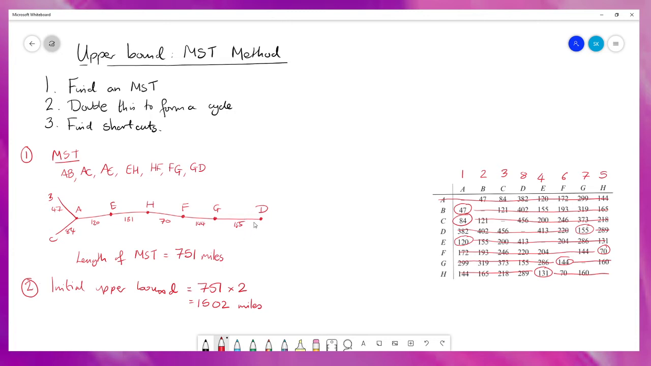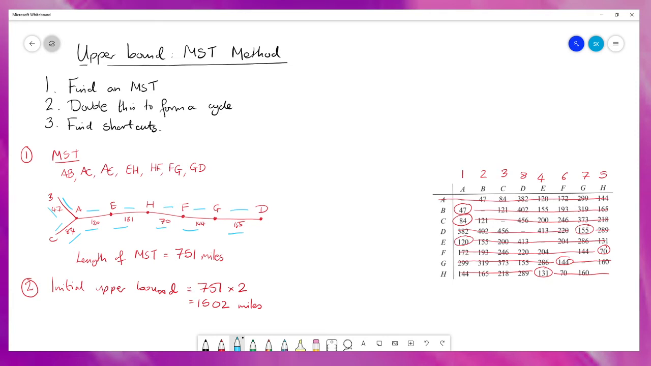What this effectively allows us to do is, if we start at C, we go from C to A, then from A to B and then back again. Then we go from A to E to H to F to G to D and then back again. And we get back to C. And you can see we've traversed every single arc of our minimum spanning tree twice, hence doubling the initial upper bound.